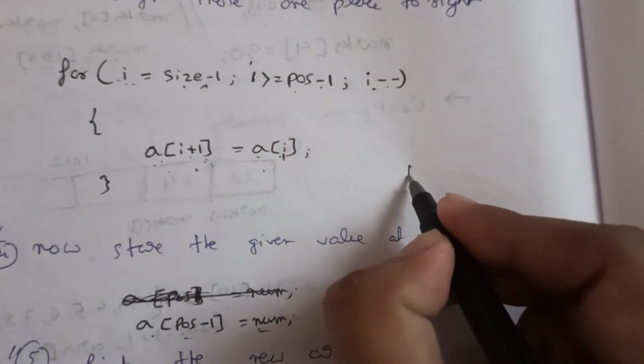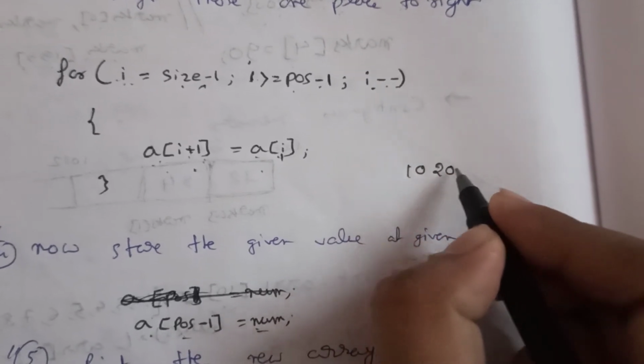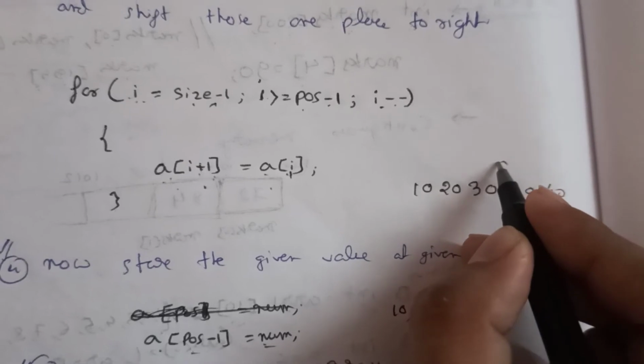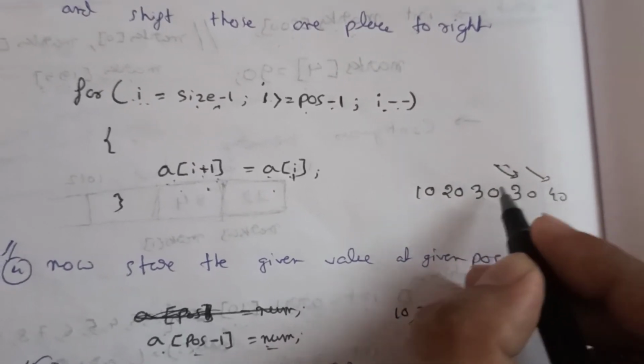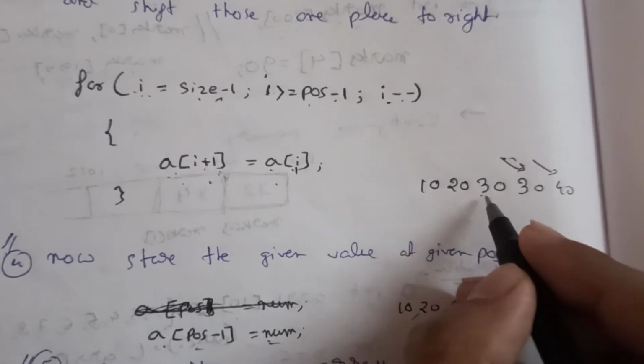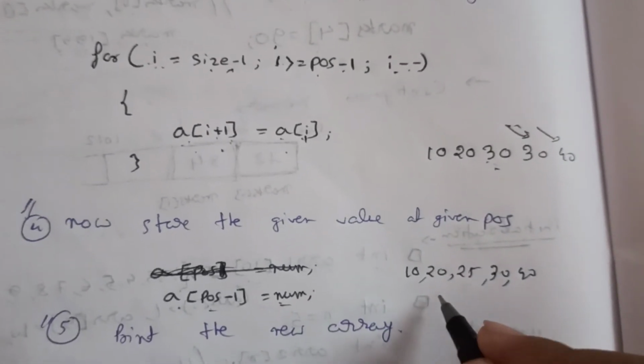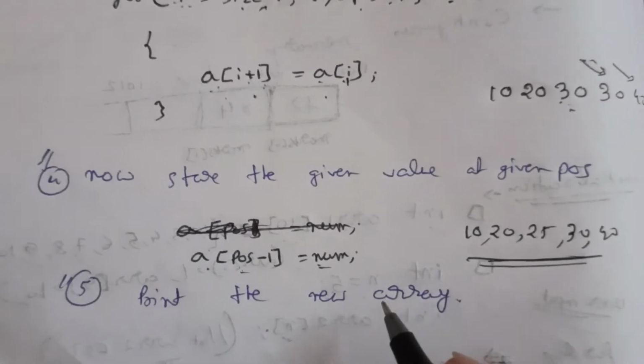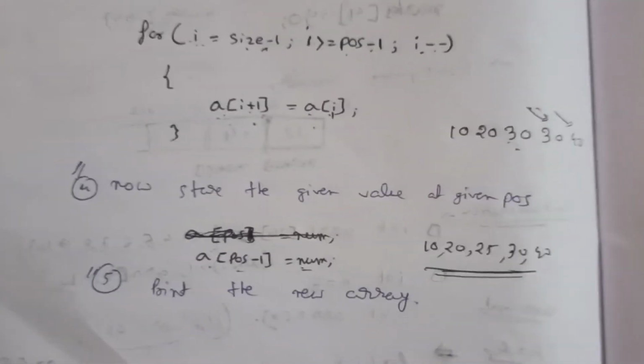After this shift the array was 10, 20, 30, 30, 40. So this 30 was stored from here to here, but this was also 30. Now we are changing this 30 to 25. So now this is our array, what we actually want. Now we will just print the array. So now let's check the code.